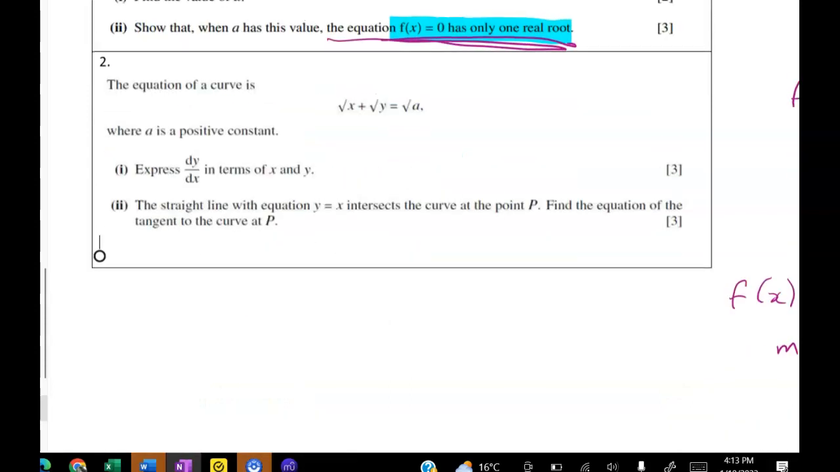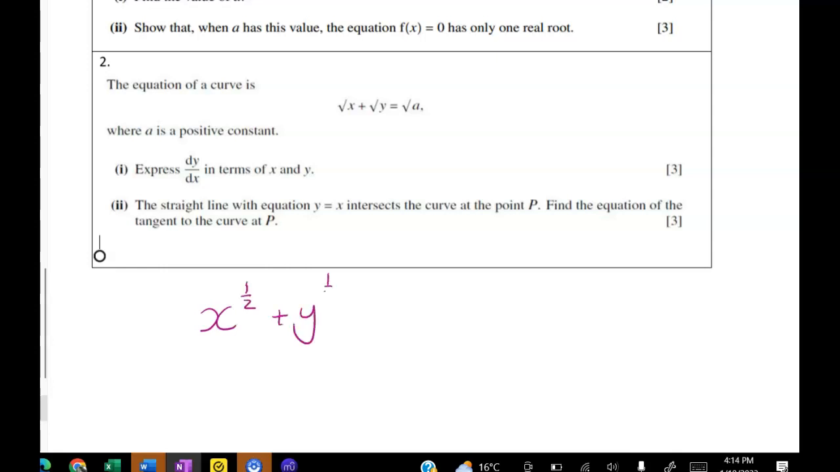Okay, on to question 2. I quite like this because it was just a nice combination of implicit differentiation and using that with a bit of coordinate geometry. So first up, we've got x to the power of a half plus y to the power of a half is equal to a to the power of a half.